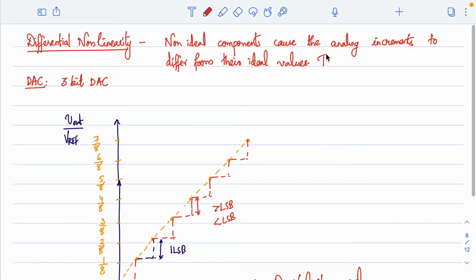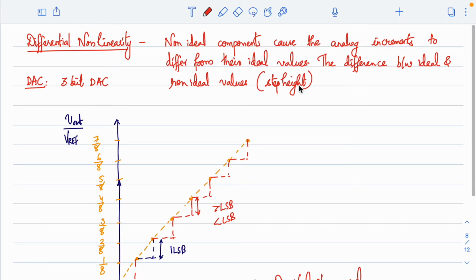And how we characterize this is the difference between, for every bit change, the ideal expected, which is 1 LSB. We will see for every bit change what the actual step height is and what the ideal step height is, and that difference we will quantify as differential nonlinearity. So the difference between the ideal and non-ideal values. In the case of a DAC, it is the step height. The difference between ideal and non-ideal step height is called DNL, differential nonlinearity, right?